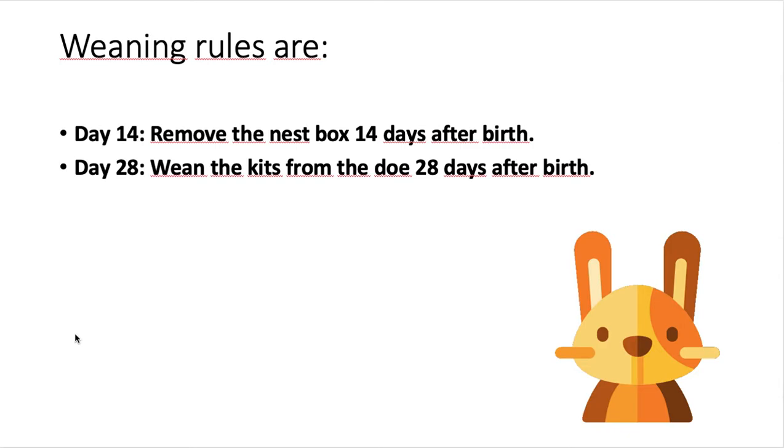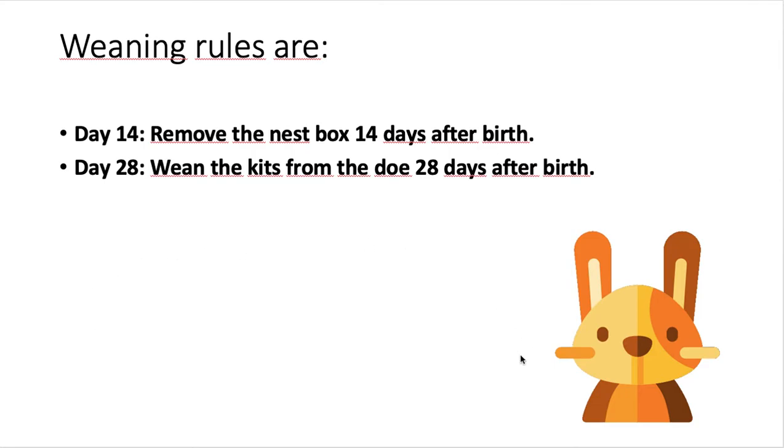The first one is to remove the nest box 14 days after the birth, and then 28 days after the birth of the kits, you can actually wean the kits from the doe. So these are the 2 rules. We have all these things that you can track with our app. I'll demonstrate these features in our Rabbitry mobile application as well. These last two rules, the weaning rules, are not yet added to the platform, but in future updates you should see these 2 dates in our platform as well.